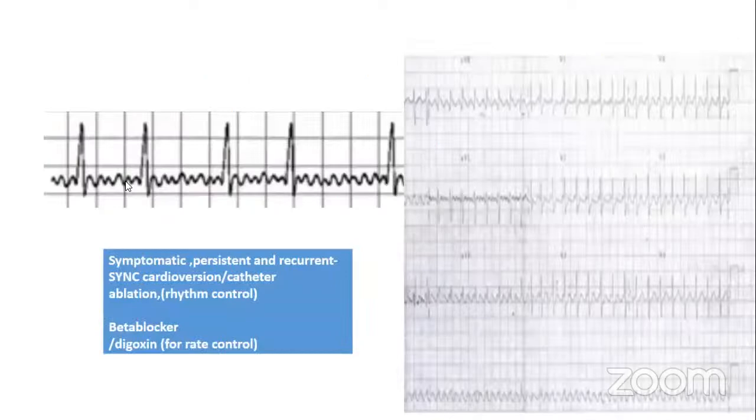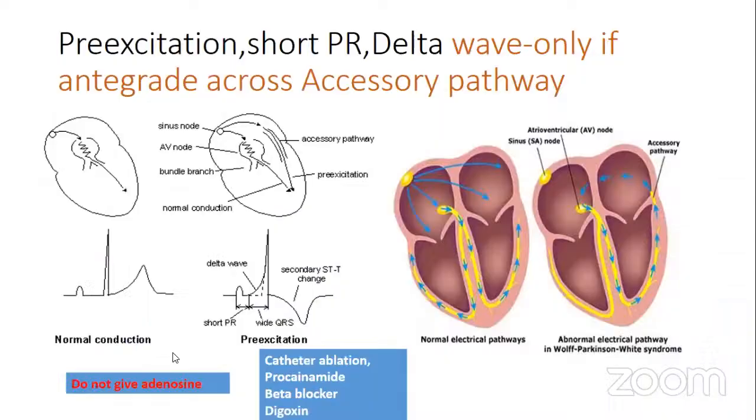Here we can see the sawtooth wave, the flutter waves. For symptomatic, persistent and recurring flutter in children, synchronized cardioversion is best, or catheter ablation for rhythm control, and for rate control, beta blocker or digoxin are used.